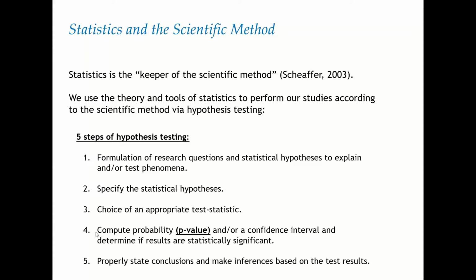Then we're going to run our numbers. And if we're doing some kind of comparison of a mean to some mean we want, or maybe we're looking at 2 means for, say, male and female, or more than 2 means, well, we're going to get a p-value, and it's going to be a probability, okay? And we're also finding what we'd see if there was truly no difference. And I'll go through that in a minute. And then we're also going to build a confidence interval. And then we're going to determine if we have statistically significant results. And then we'll properly state our conclusions and make our inferences based on these test results.